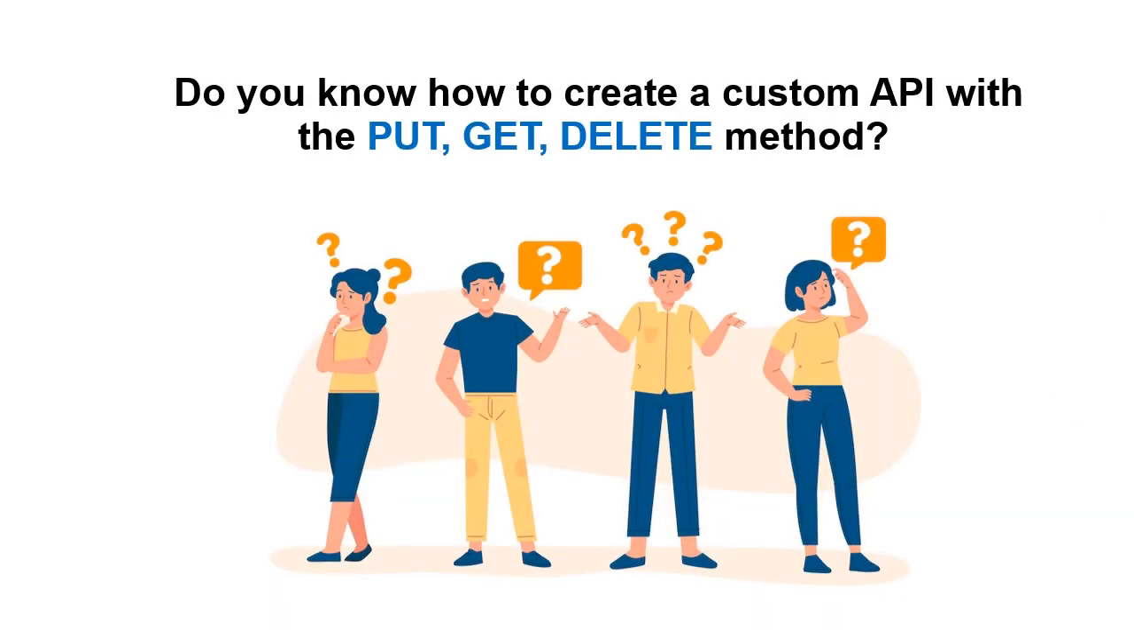Do you know how to create a custom API with the PUT, GET, DELETE method? If not, we have provided the video link in the description.